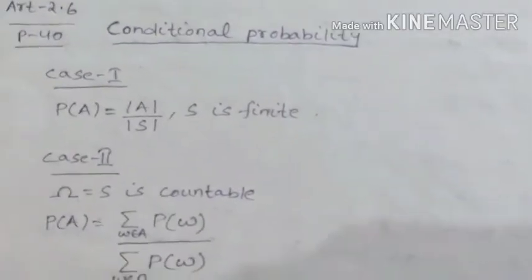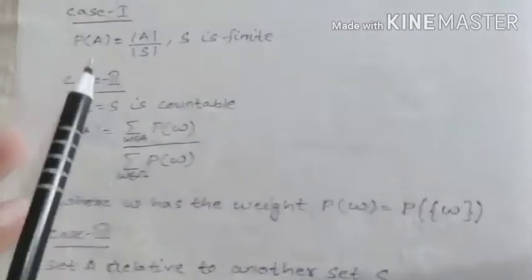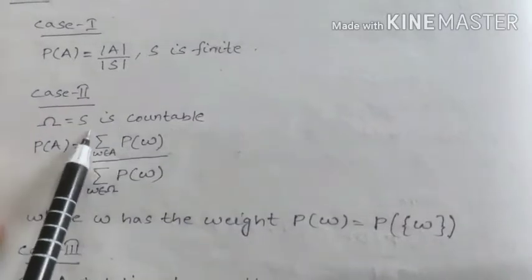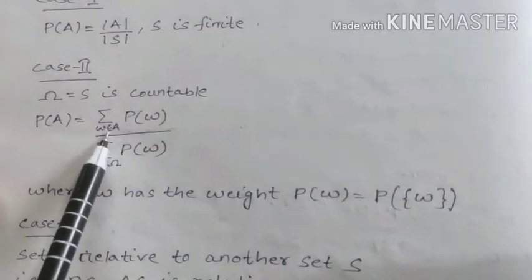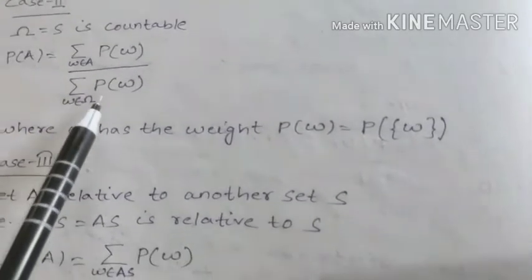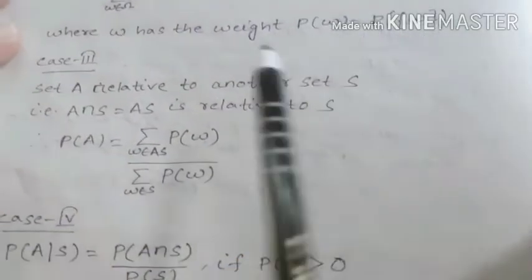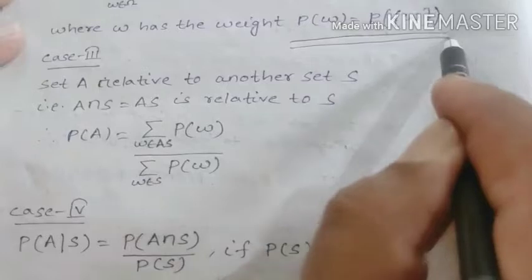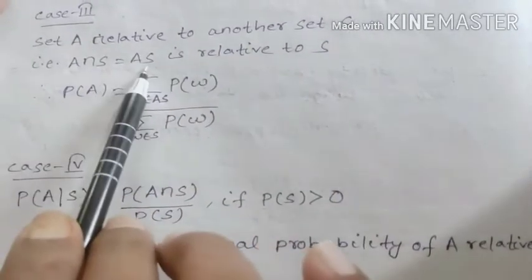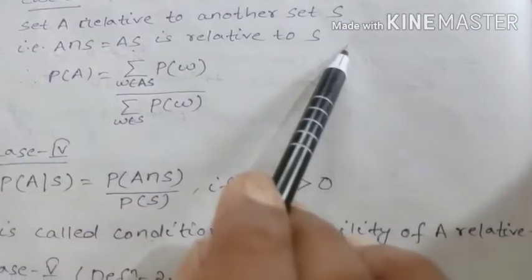What is conditional probability? Before conditional probability, first we have to know that P of A equals mod A by mod S, where S is finite. Case 2: omega equals S is countable. So P of A equals the summation over omega belonging to A of P of omega, by the summation over omega belonging to the sample space of P of omega, where omega has the weight P of omega. This is the way we have to write. Case 3 is relative to another S. So A intersection S is equal to AS, and A intersection S must be taken as AS, relative to S.